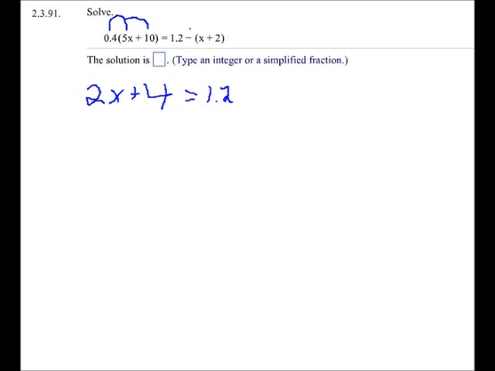Now I'm going to distribute this minus sign to both of these. The minus sign distributes to minus x minus 2. Okay. I combine like terms. There's nothing on this side to combine. So I leave it as 2x plus 4.